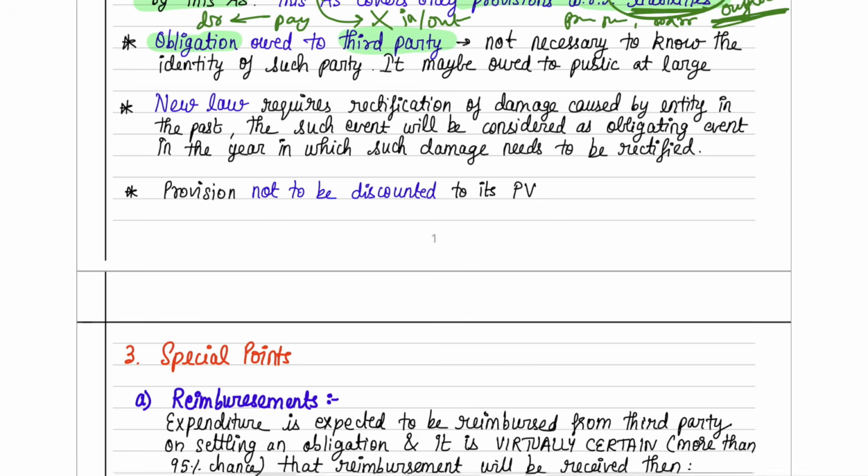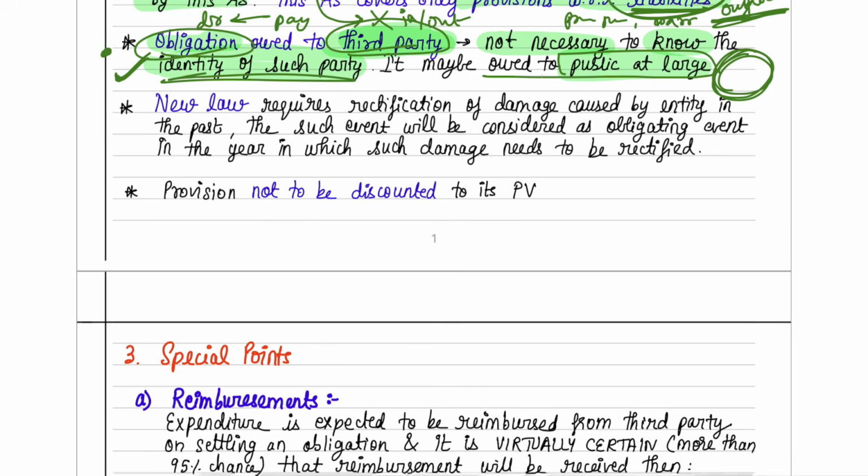So here, if there is a payment that you have to make to a third party, and it may be over to the public at large, maybe a big area you have damaged because of which you have to compensate a lot of public. Here, it is not necessary to know which party it is or what the identity of the parties is. Even if you are obliged to pay to the public at large, if there is any obligation like that, you have to record it in your books. It is not necessary that you find out who the exact person is. If it is owed to a third party, you can still record it in your books.